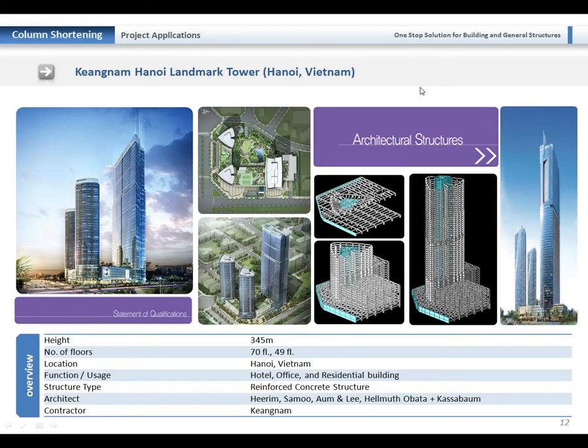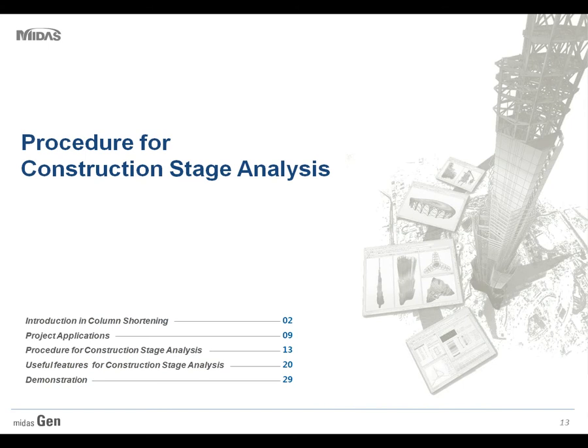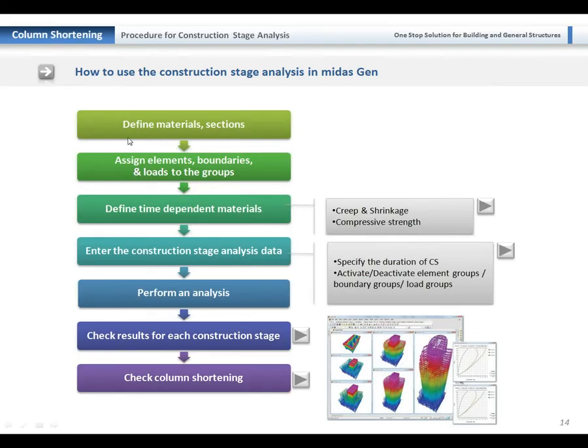Okay, let's go back to the presentation. So, procedure of the construction stage analysis. As I briefly mentioned with the model file, making the construction stage model is not complex in Gen. Making the material, section, and geometry is same as conventional analysis. And then we need to make the group so that it can be activated in each stage. So make the elements group, boundary group, and load group.